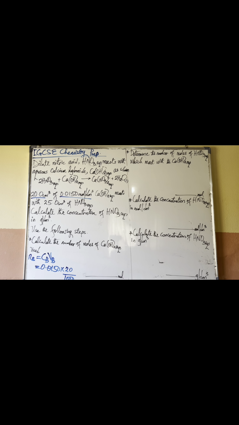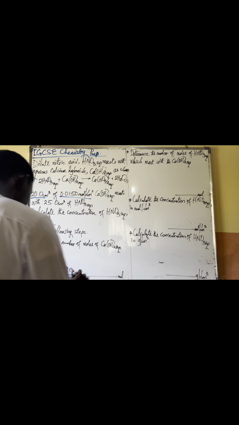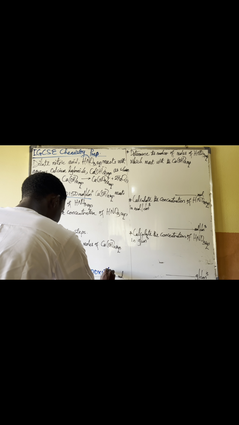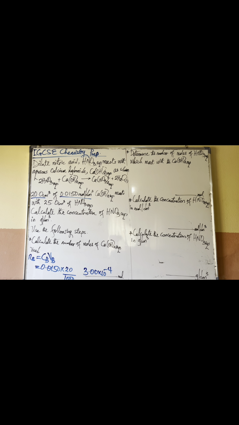So let's go. My calculator is seeming to act funny. Okay, 0.0150 times 20 divided by 1000. So what do we get? Our final answer is 3.00 times 10 raised to the power minus 4. That is the amount.